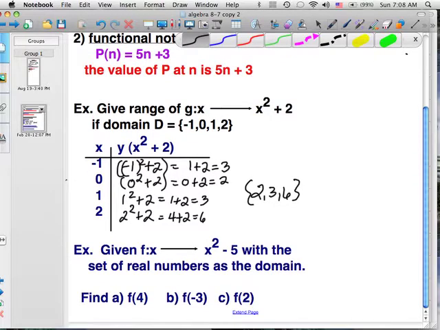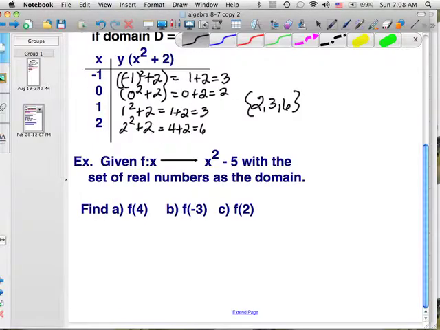We can also be asked to evaluate the function in functional notation. So here we have the function f that pairs x with x squared minus 5. And we're going to use all of the real numbers as possible values for the domain. So to evaluate the function at 4, f at 4, we take 4, put it into the function, squared minus 5. So we get 16 minus 5, which is 11.